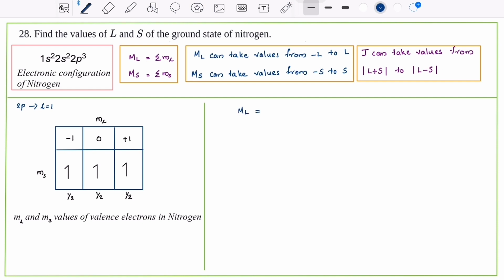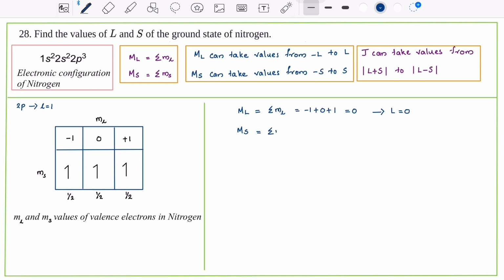Now what is capital ML, which is the sum over small ml, and here small ml is minus 1, 0 and plus 1. Therefore, we can say that capital ML is equal to 0, which is the maximum possible value of capital ML. Since ML equal to 0 is the maximum, we can clearly say that the value of capital L is also 0, because ML can take the value from minus L to plus L.